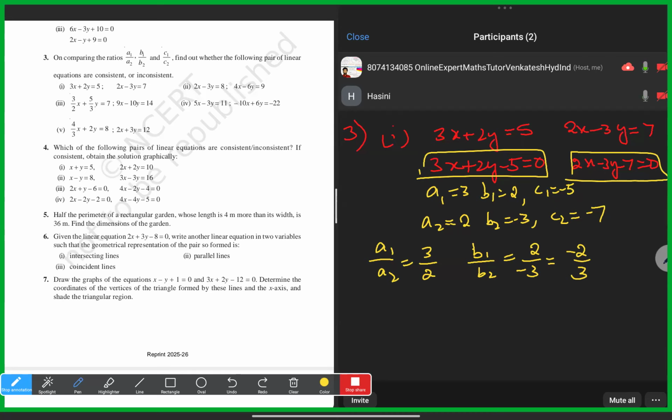Yes, Hasni. Are they the same, A1 by A2 and B1 by B2? See, A1 by A2 is 3 by 2, B1 by B2 is minus 2 by 3. Are they the same? No, sir.